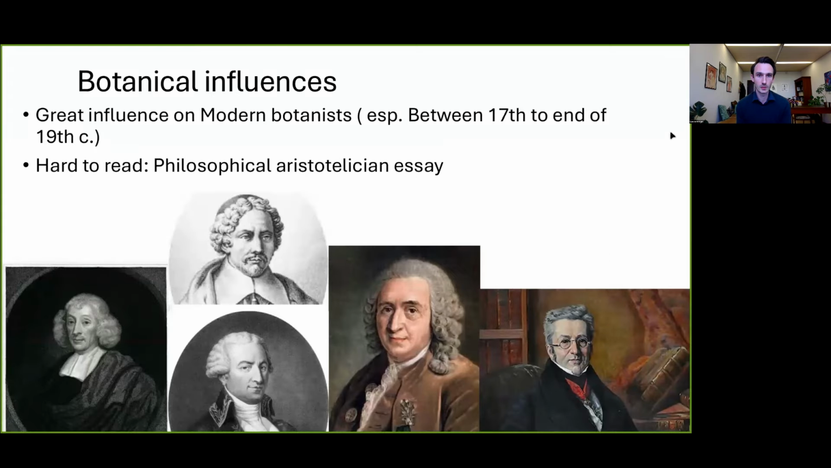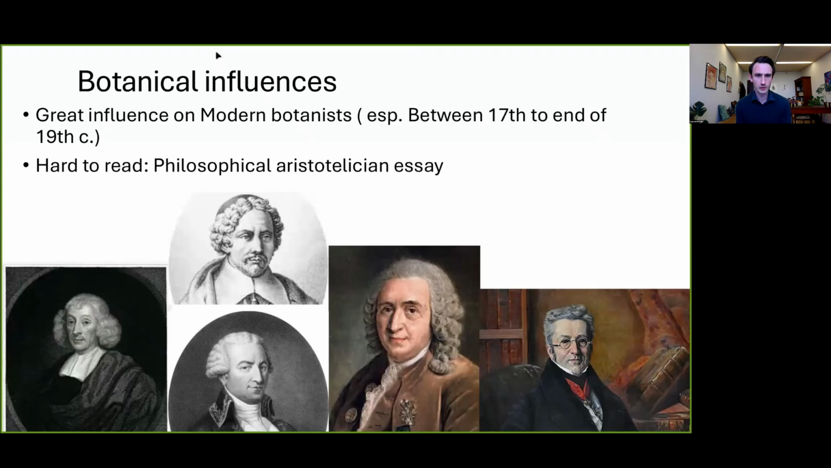So this new way of thinking about botany was really important and influential to later botanists, especially between the 17th and the end of the 19th century. A lot of them quote or refer to De Plantis. We can cite among them John Ray, Joseph Pitton de Tournefort, Linnaeus, of course, but also Antoine Laurent de Jussieu or Augustin Pyramus de Candolle, who are all very important botanists, especially regarding the improvement of classification.